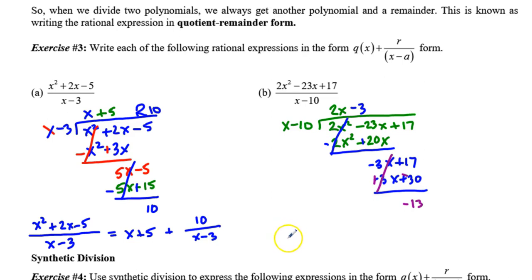Okay, so again, one more time, we're going to write our final answer. The original rational expression equals a quotient plus some fractional remainder.